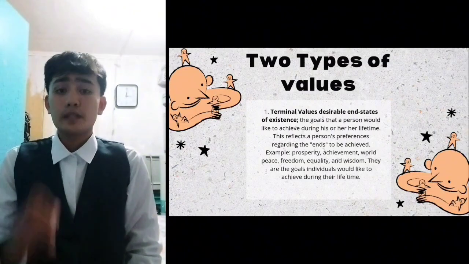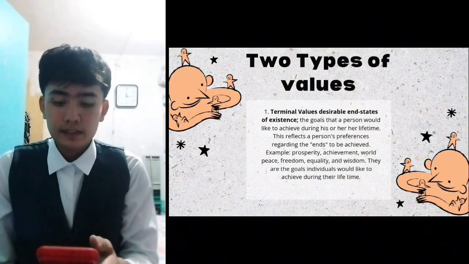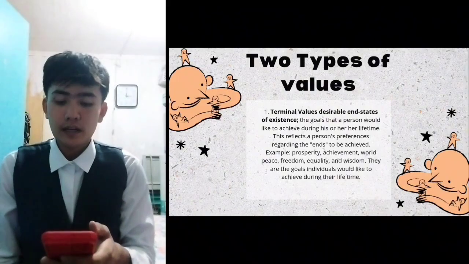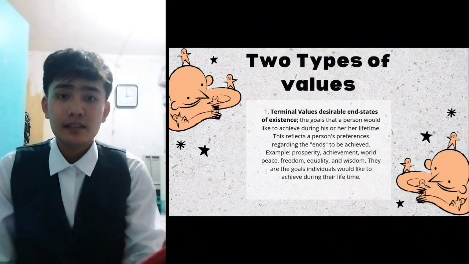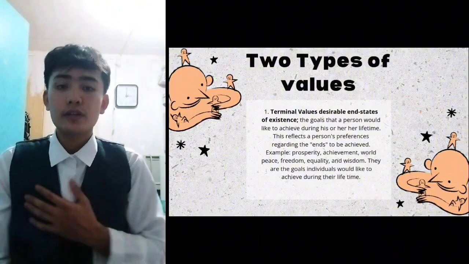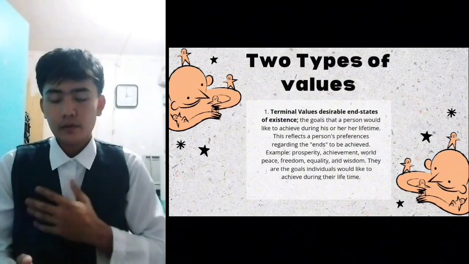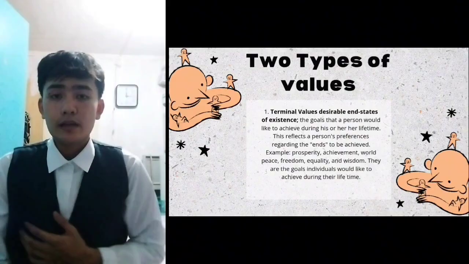Thank you. So I am Janelle Baguio, and today I'm going to report about the two types of values. So the first one is terminal values. Terminal values are the end states of existence that the person would like to achieve during his or her lifetime. So it means it's the end. You already achieve your goals during your existence here in the world. You achieve the world peace, freedom, and equality that you are aiming for.